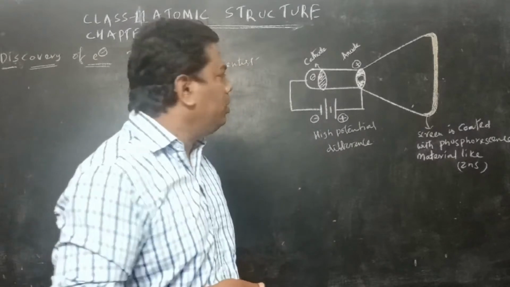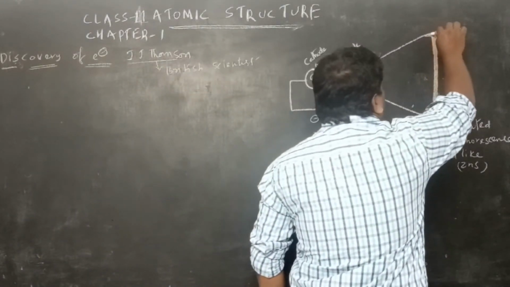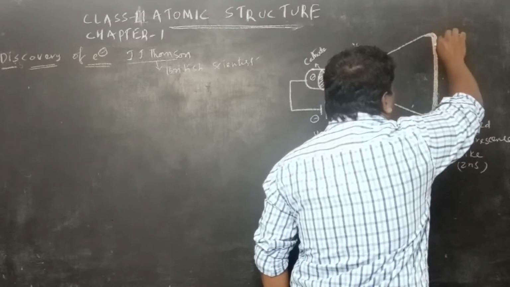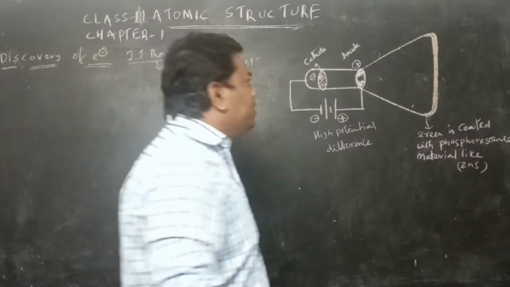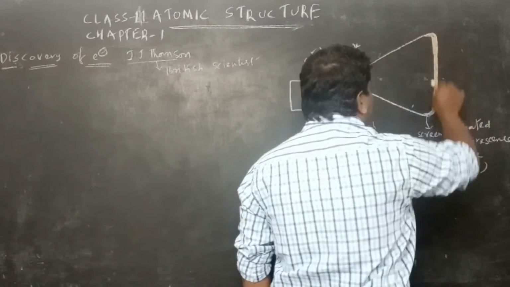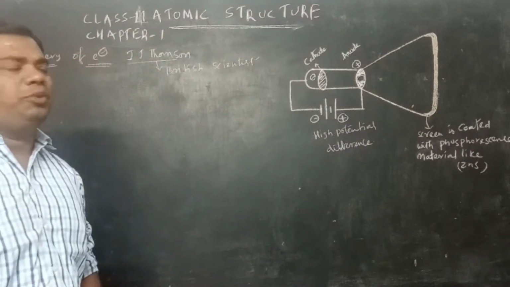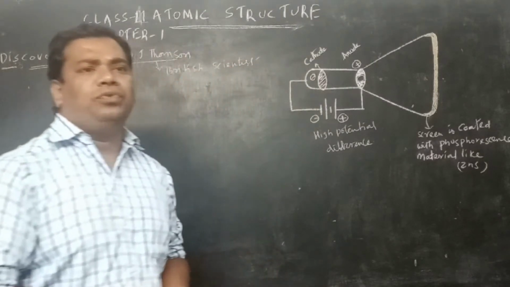At the bottom of this glass tube, he coated it with a transparent material such as zinc sulfide. Clear? So this is the setup of J.J. Thomson's experiment. Here we already know the regular discharge tube phenomena.